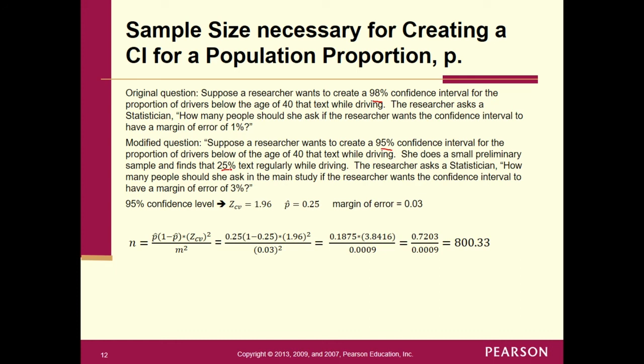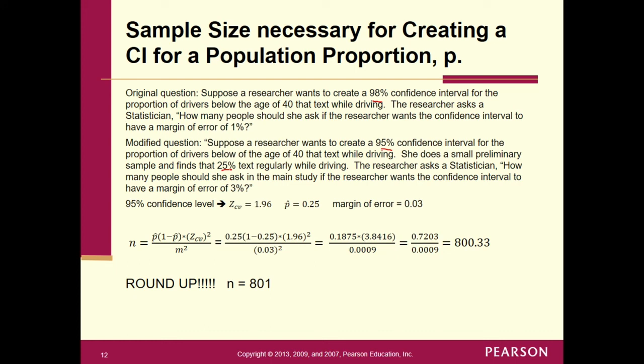Now look at the difference there. We had over 10,000 before, and now we got 800. A little bit more reasonable. By the way, is that our final answer? Nope. Round up to 801. That would be our final answer there.